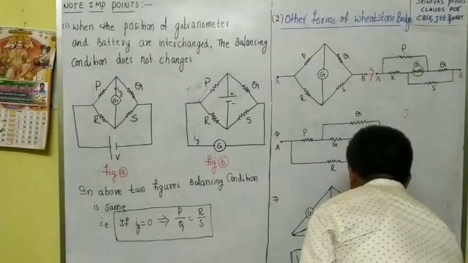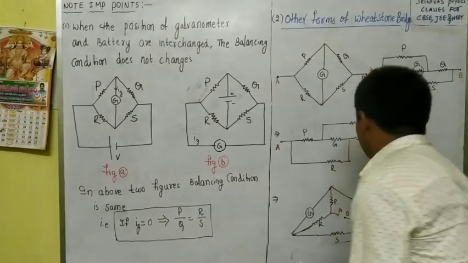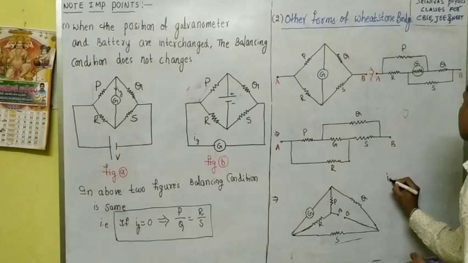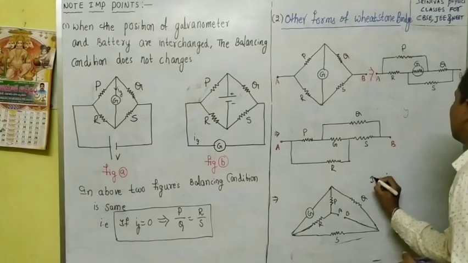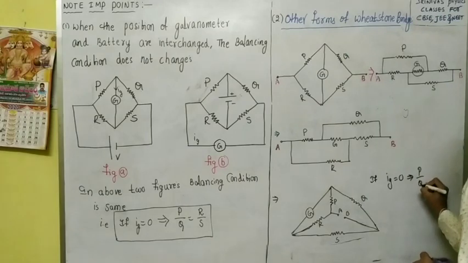I wrote this condition here, but I think it is not appearing. I will write the condition here again. If the current through the galvanometer is 0, then what do we write? P by Q is equal to R by S.